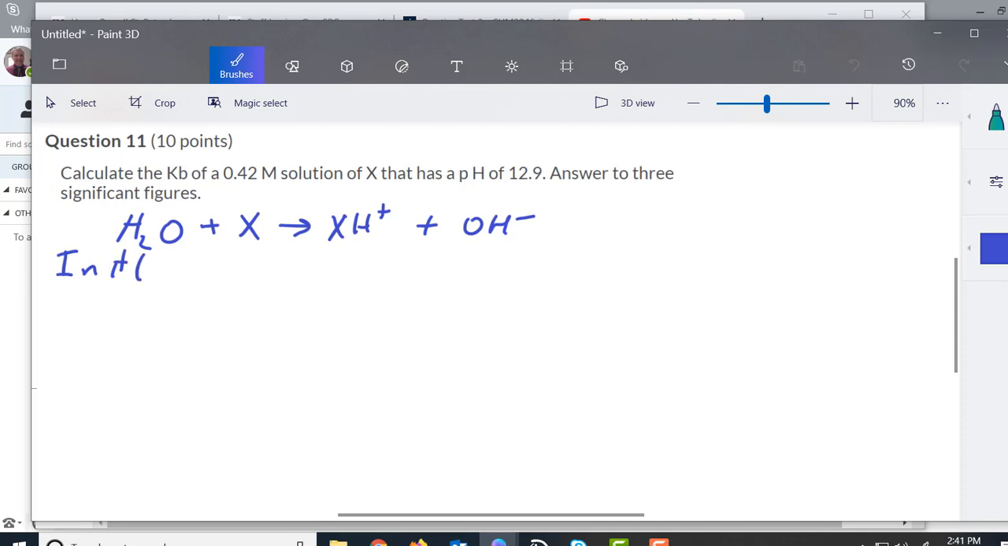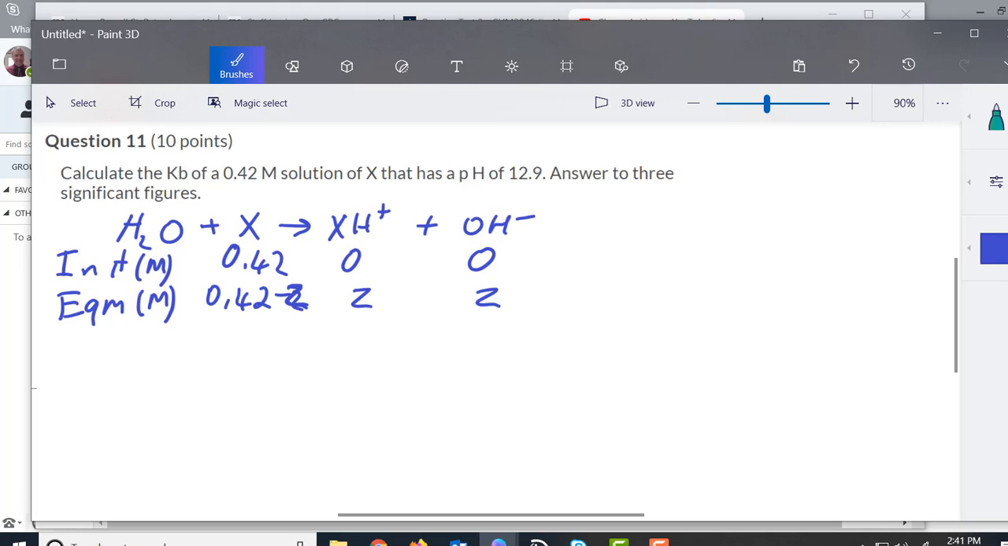So the H will go up by 1, and the charge goes up by 1 as well. First thing we do is initial molarity, and we've got 0.42, 0 and 0 on these because it's initial. At equilibrium, the concentration of X goes down by an amount Z, and these will go up by an amount Z, so it's going to be minus Z and Z and Z there.